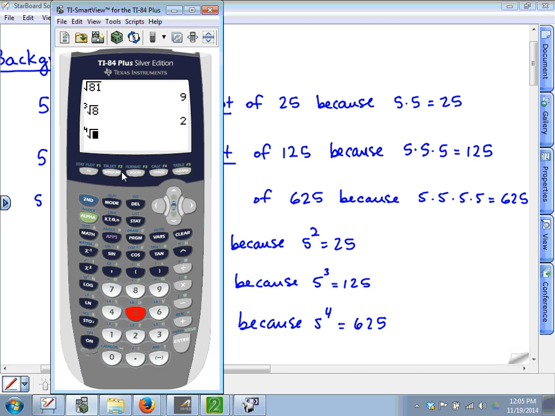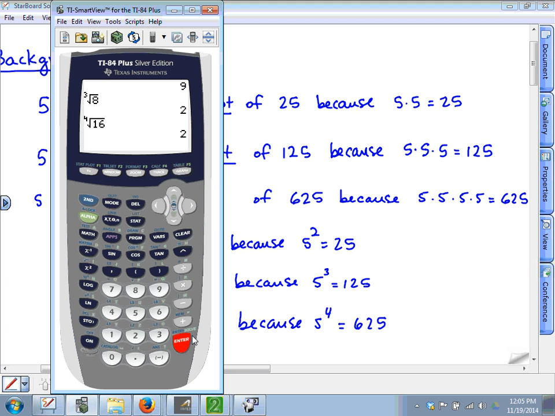Now, we don't know any 4th roots. What's the first 4th root number we can think of? 16, because it's 2 times 2 times 2 times 2. So let's type in 16. 4th root of 16. What do we think it should be? 2. Look at that.